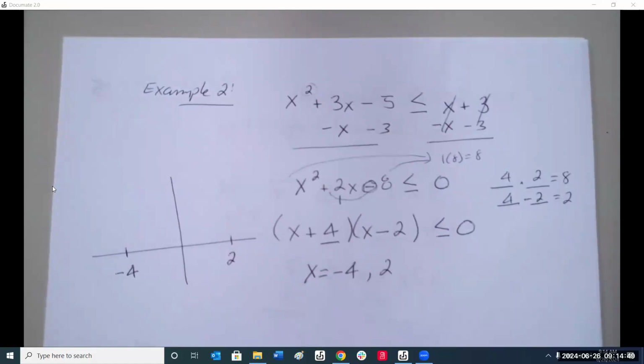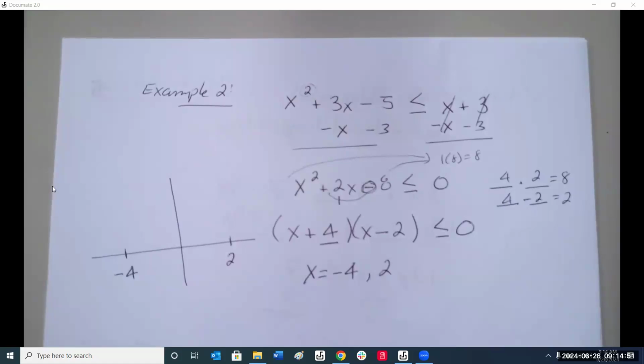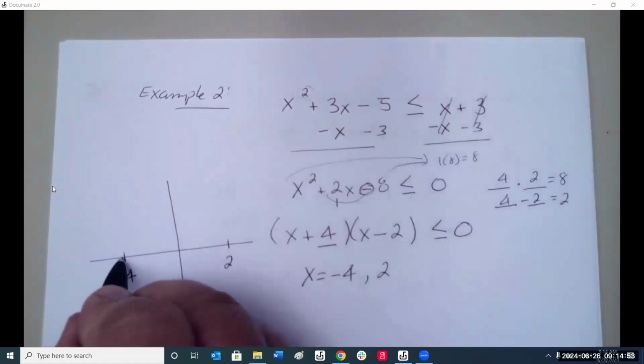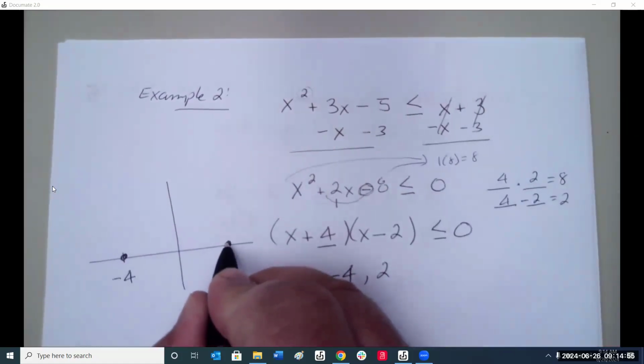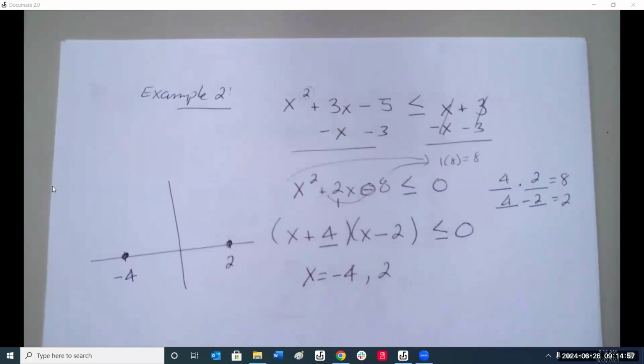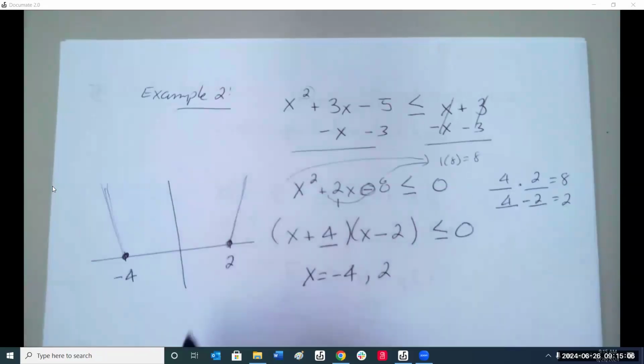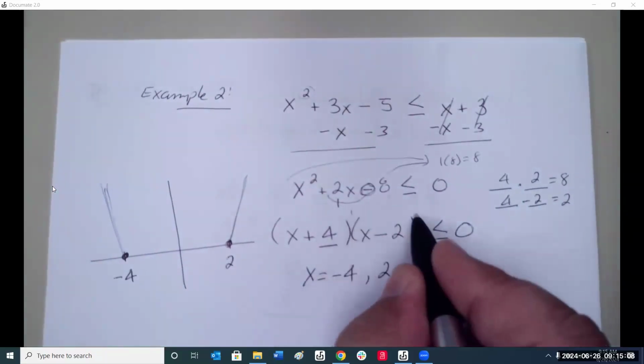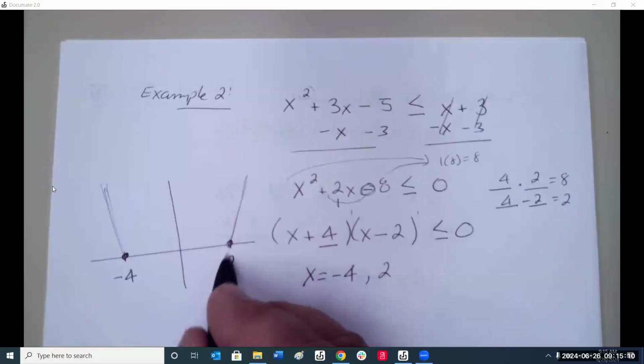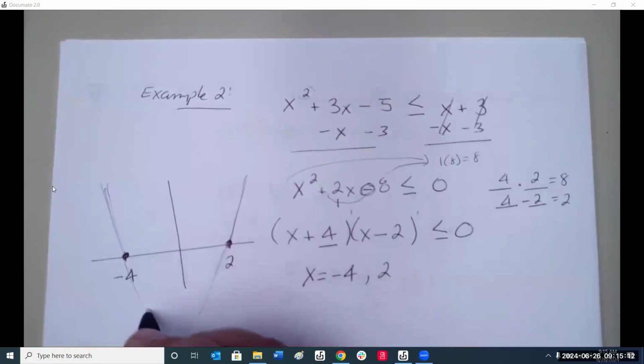Now, do we use open circles or closed circles? Closed, because it's equal, which means we're going to include those endpoints as our answers. Does the graph open up or down? Opens up. So from the intercepts, the graph goes up. And since they're odd exponents, multiplicities, we know it's going to go through. And the y-intercept is at -8.